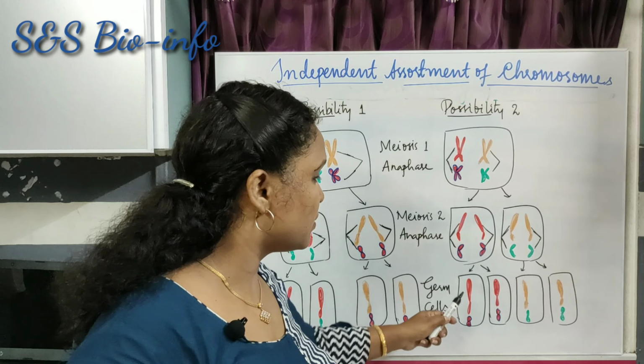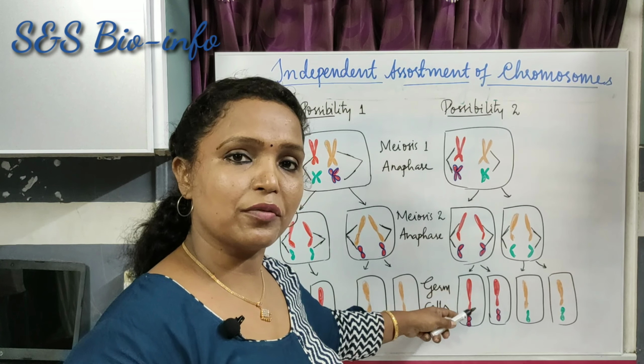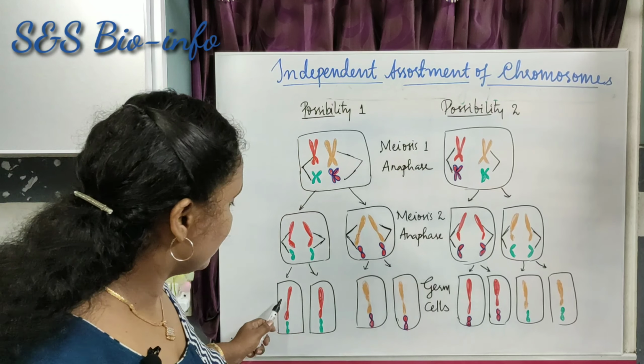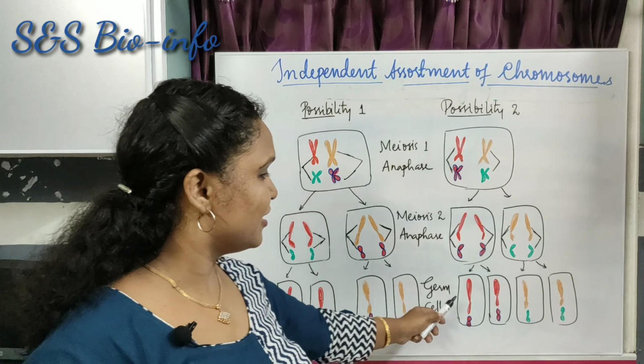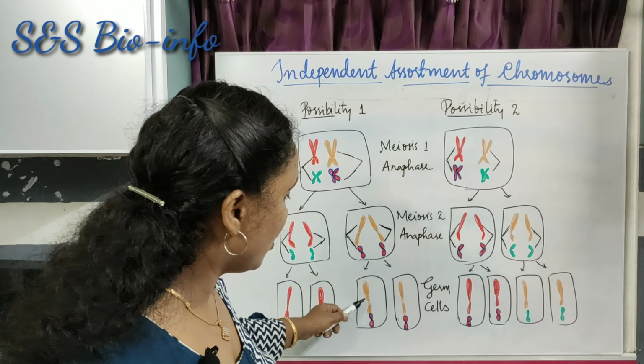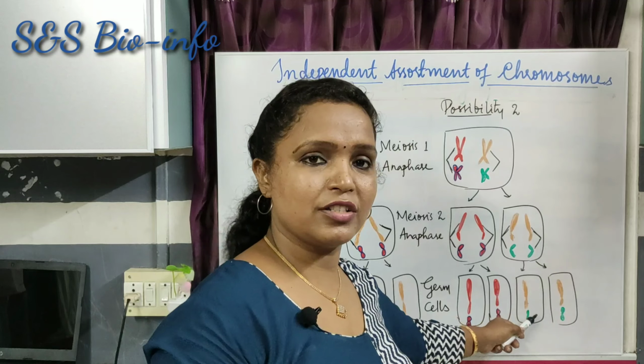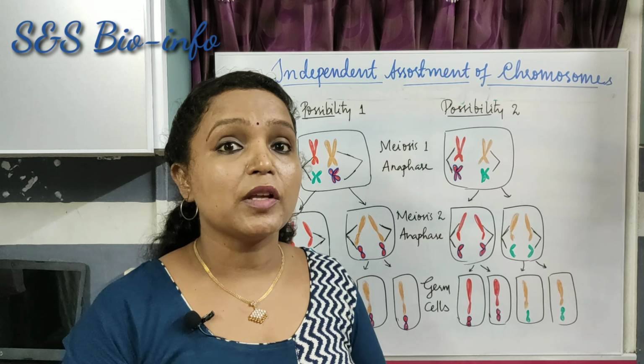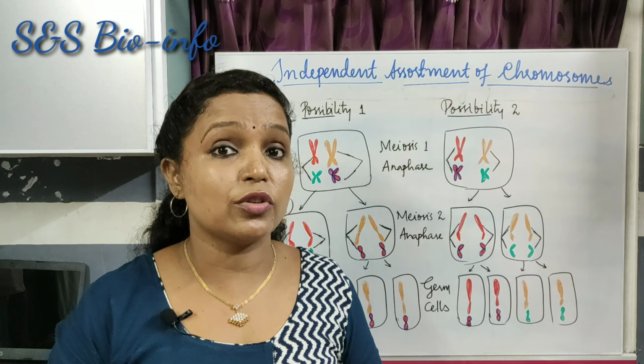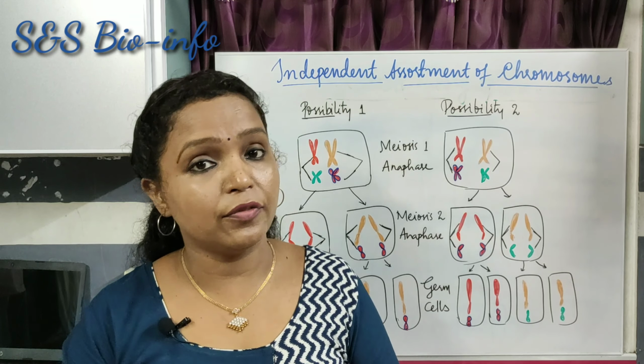4 haploid germ cells. Here also you can see the combination of the chromosomes. So here it was red and green, here it is red and blue. Here it is orange and blue, here orange with the green. So similarly, independent assortment of chromosomes takes place during gamete formation.